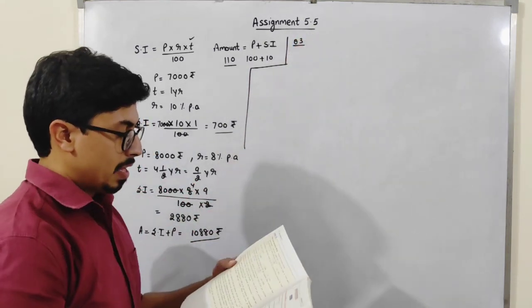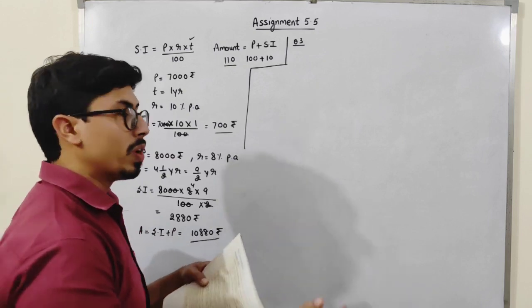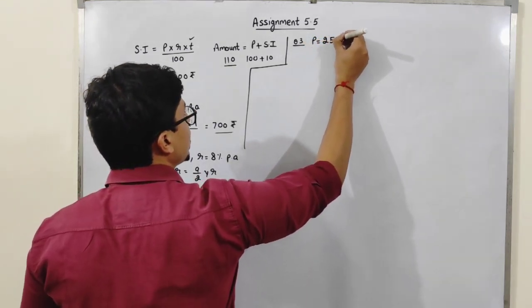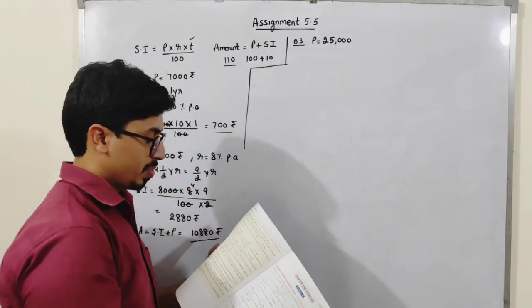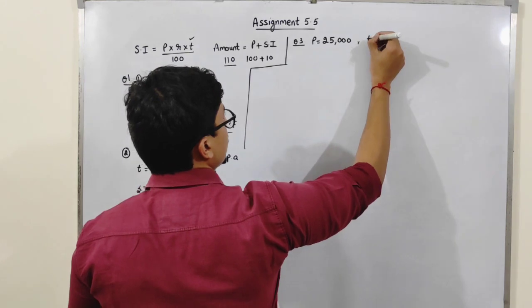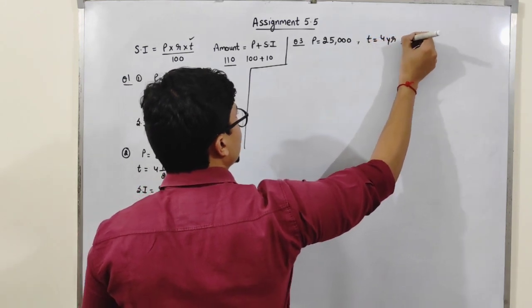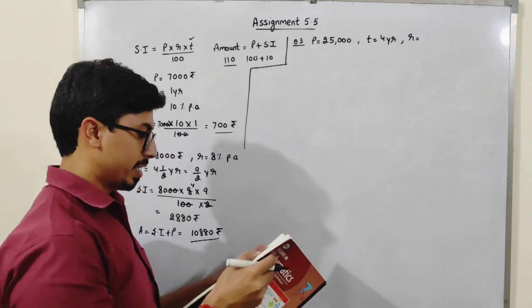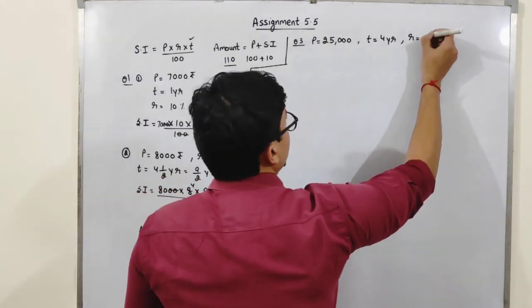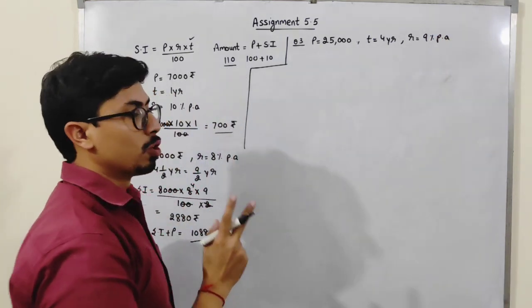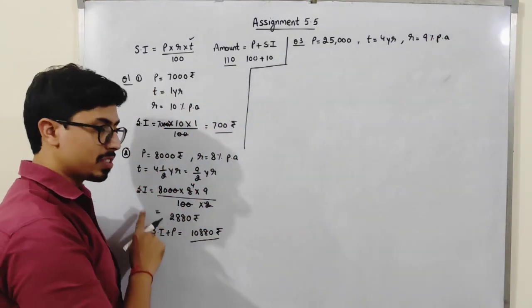See, what is given to us? Principal is 25,000, students. Time is 4 years. Rate is how much, students? It is 9% per annum. So I have to find out two things: first is the simple interest, then the amount.